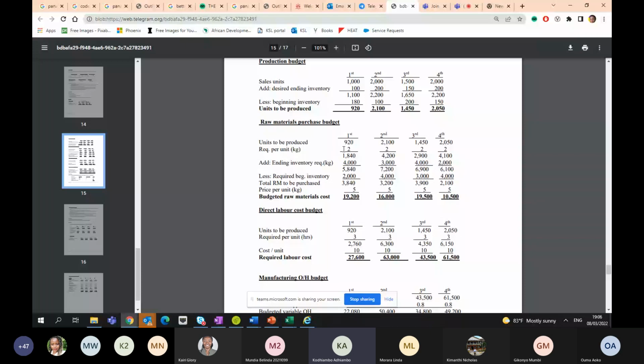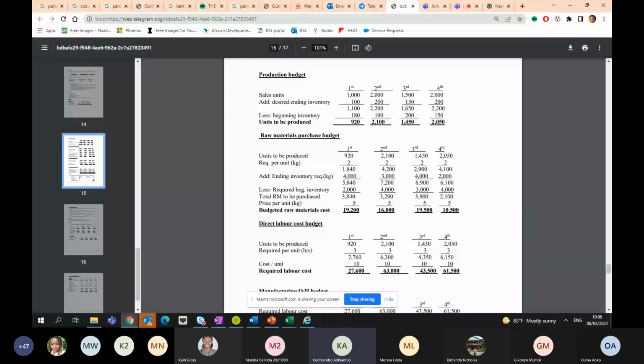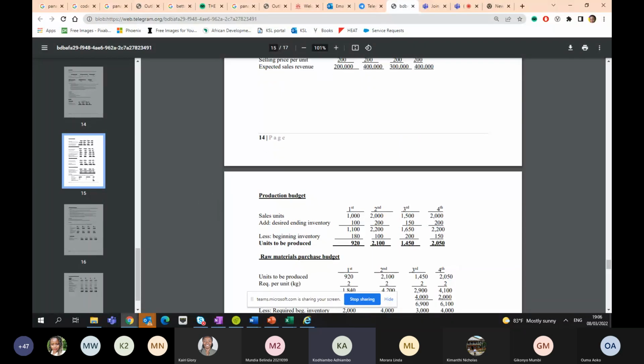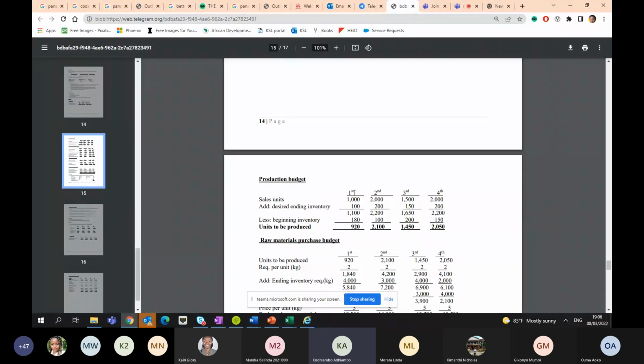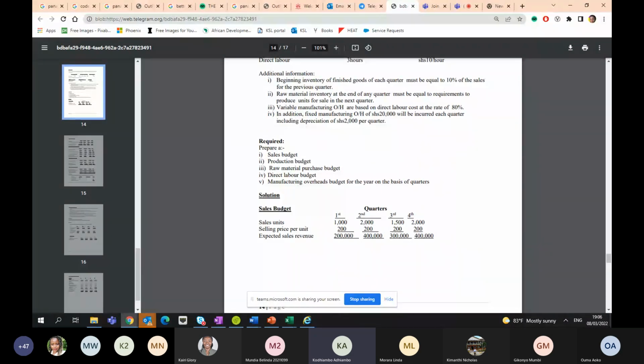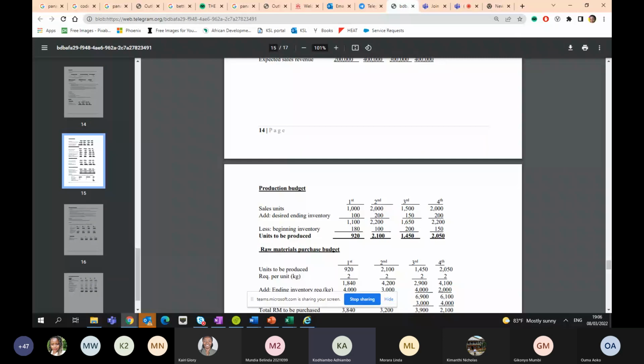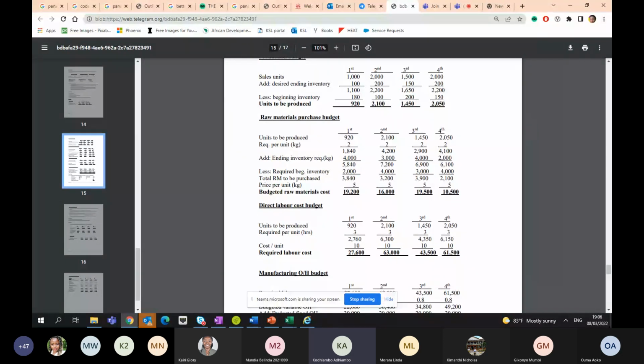Then we have to add inventory at the beginning of the quarter. Where do we get inventory at the beginning of the quarter? I think we had already calculated it. Let me see if there's any information on inventory at the beginning of the quarter. So we have information on the end of the quarter. Just give me a moment. Where do we get inventory at the beginning of the quarter?